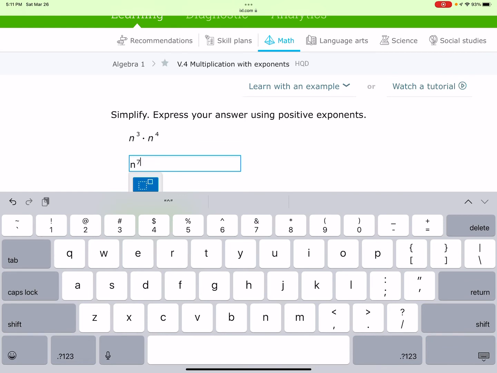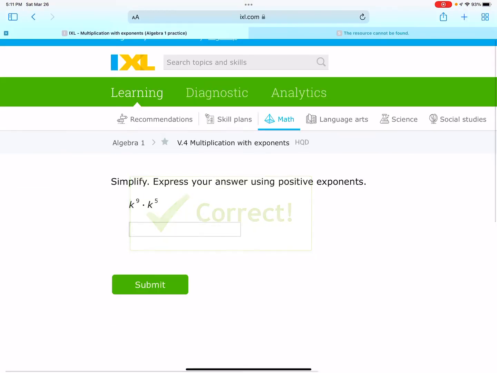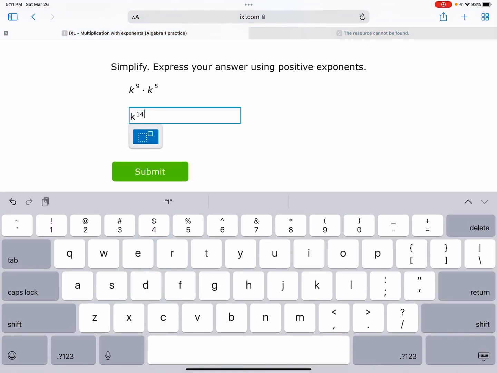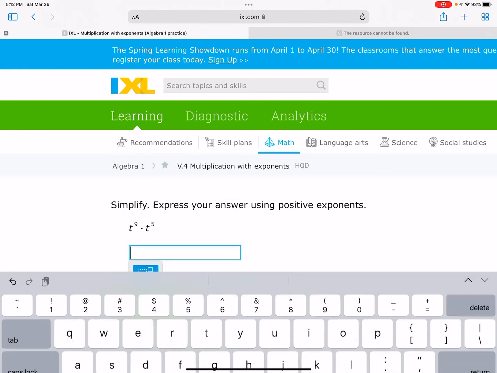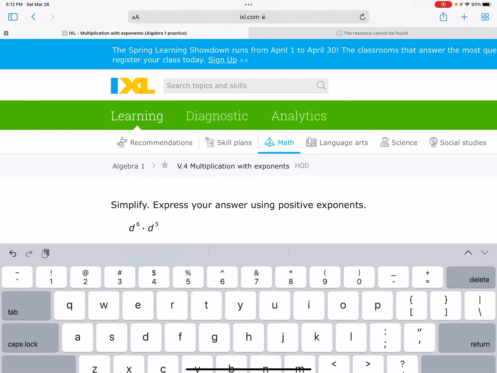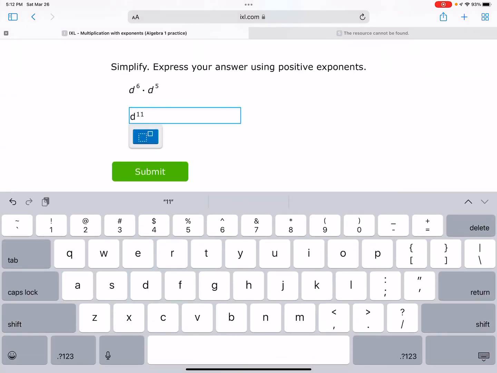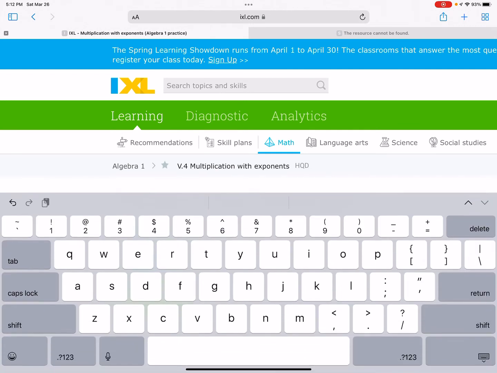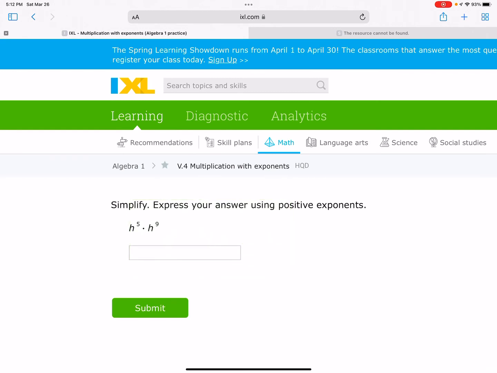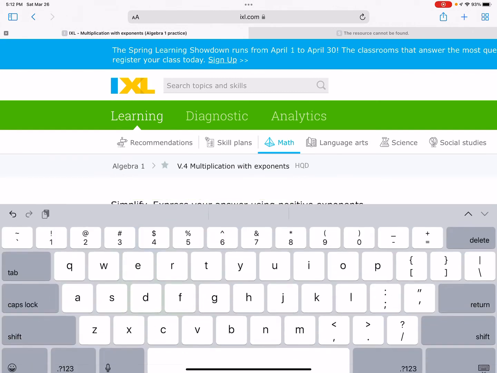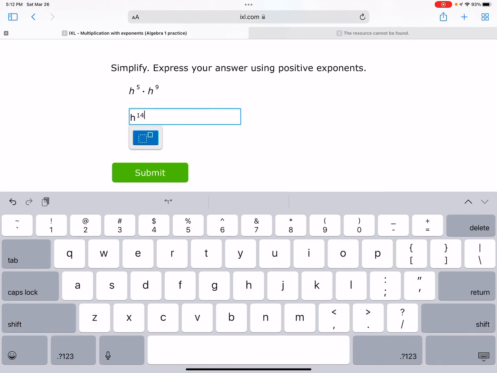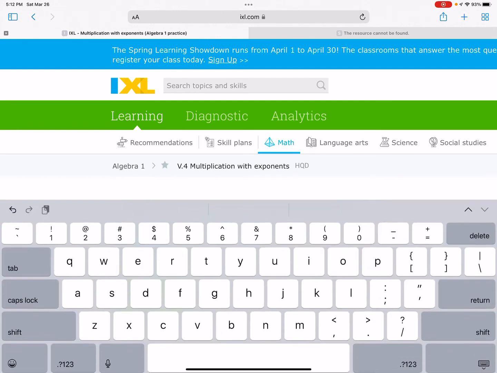So n to the power of 7, because I'm adding 3 and 4. K to the power of 14, because I'm adding 9 and 5. T to the power of 14, because I'm adding 9 and 5. D to the power of 11, because I'm adding 6 and 5. Z to the power of 15. Okay, so I think we've all got the hang of it. It's just going to get a little harder when the numbers are 0 or 1, so we just have to pay attention. We can't get lazy. We have to stay alert that they could get us some hard ones.